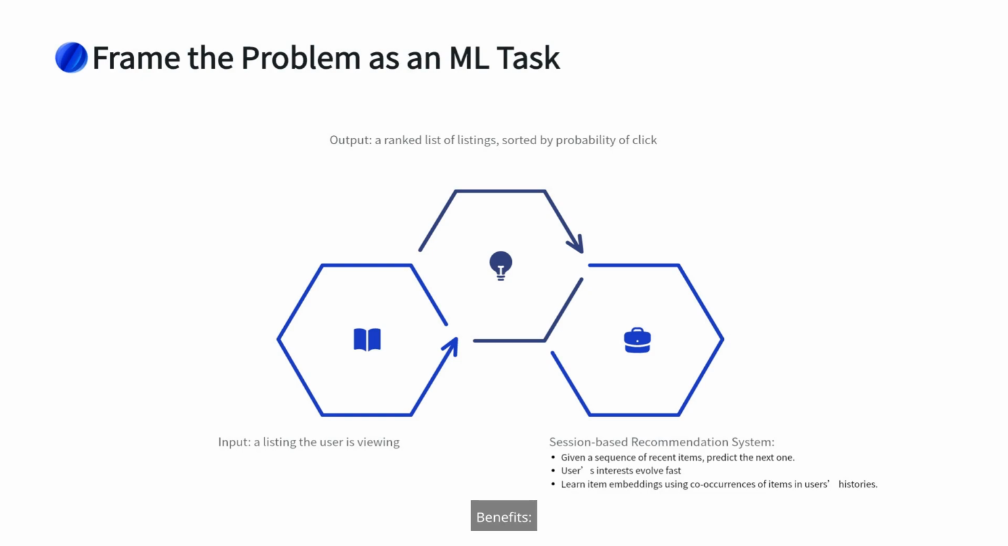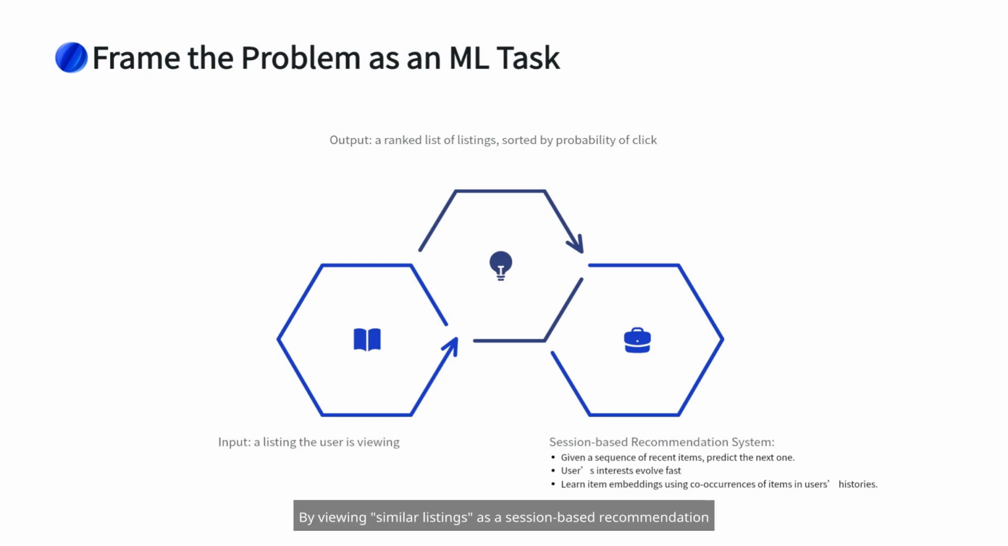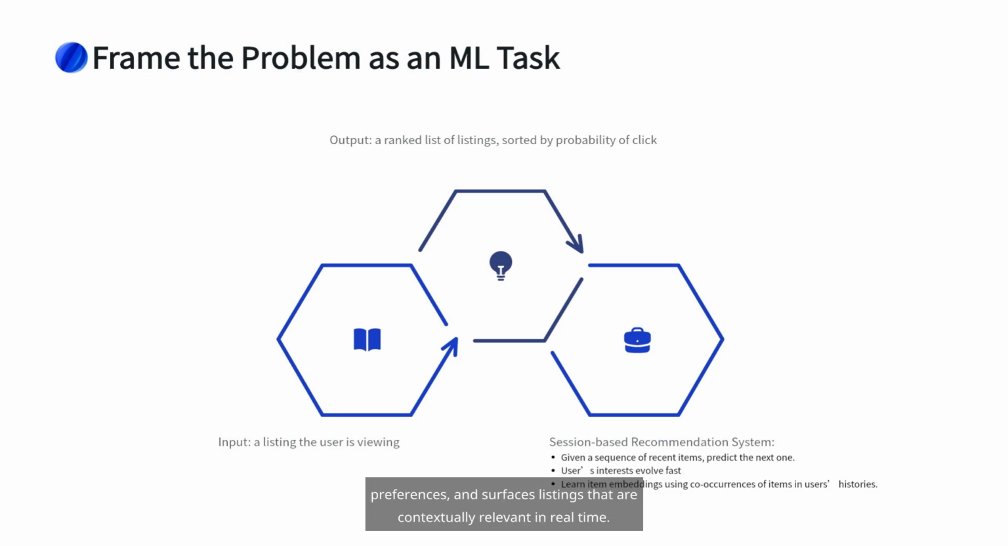Benefits. Captures dynamic user intent. Doesn't require a persistent user ID. Great for cold start or anonymous users. Learns from real user behavior, not just structured metadata. By viewing similar listings as a session-based recommendation problem, we can build a system that adapts quickly to changing user preferences and surfaces listings that are contextually relevant in real time.